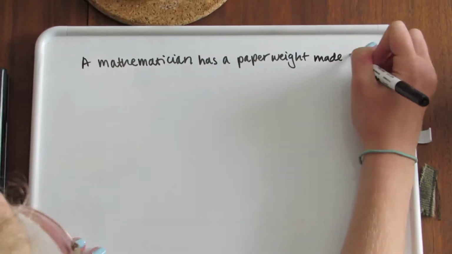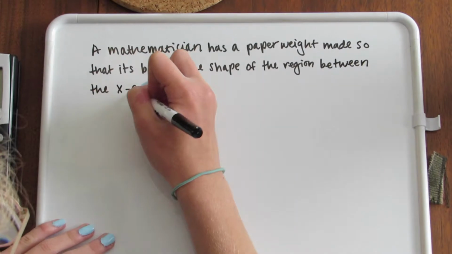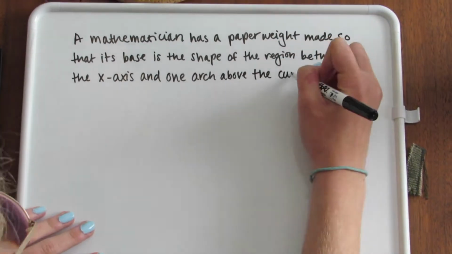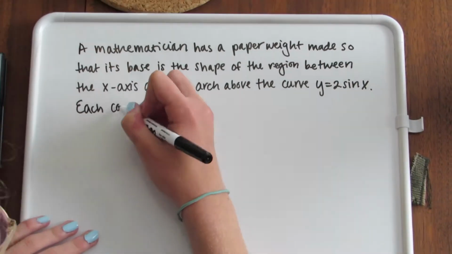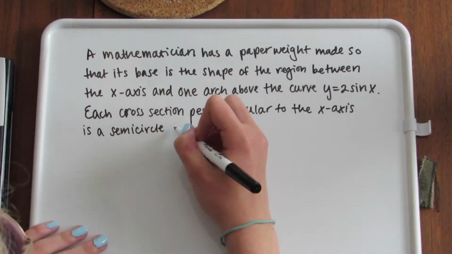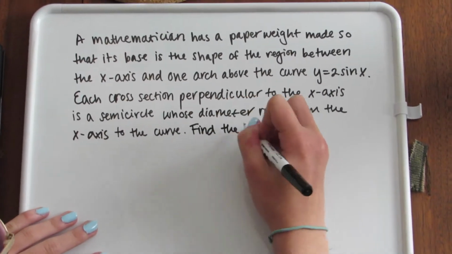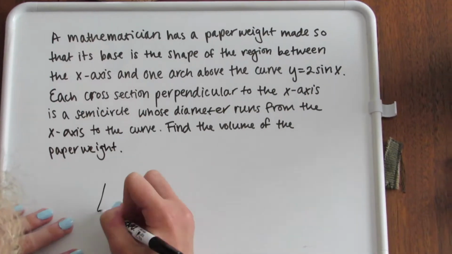A mathematician has a paperweight made so that its base is the shape of the region between the x-axis and one arch of the curve, y equals 2 sine x. Each cross-section perpendicular to the x-axis is a semicircle whose diameter runs from the x-axis to the curve. Find the volume of the paperweight.